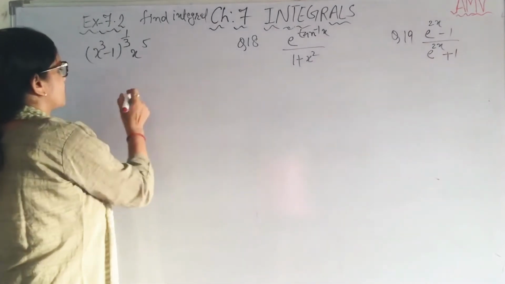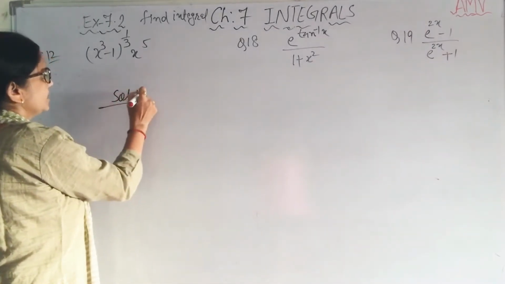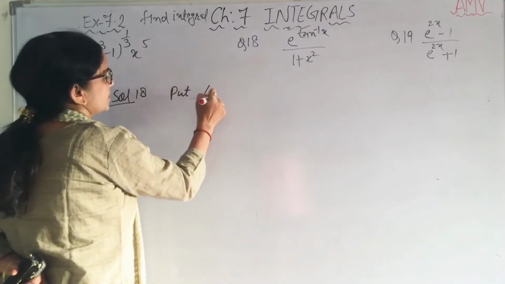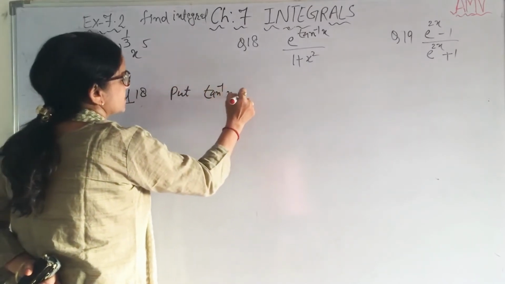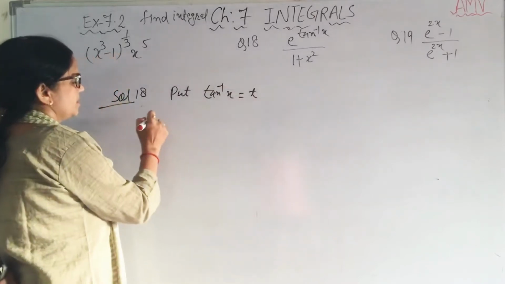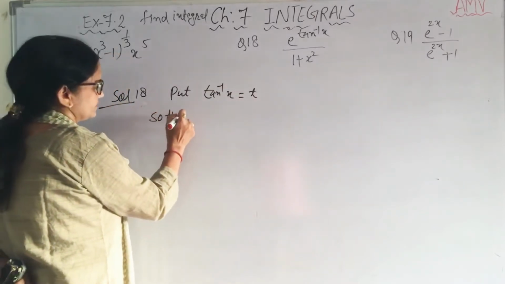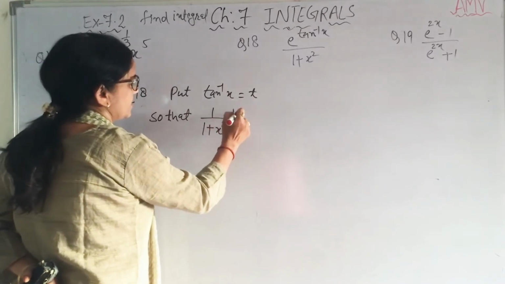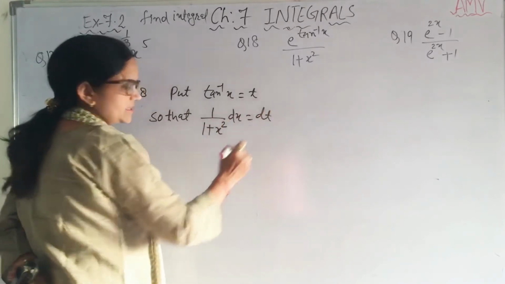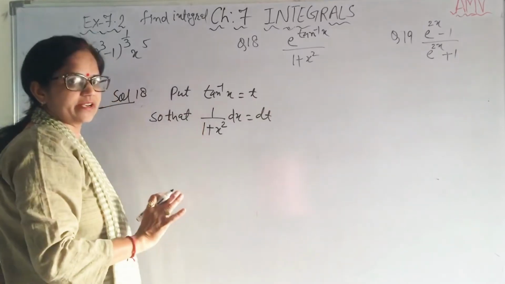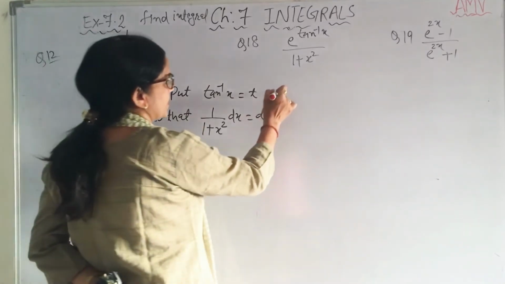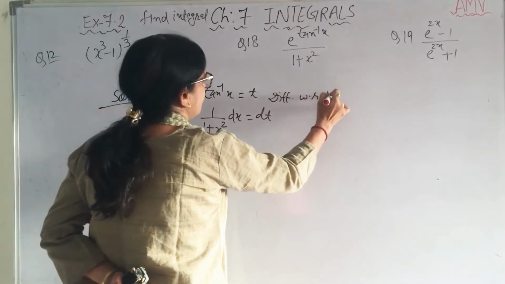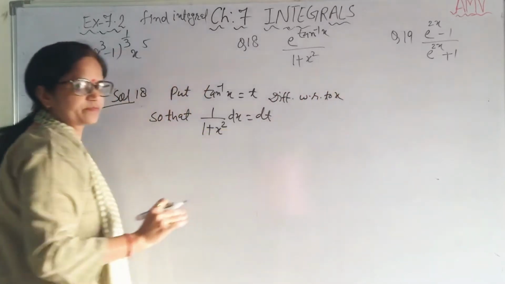Here students, for question number 18, put tan inverse x equal to t. So that 1 by 1 plus x square dx is dt. Differentiating both sides with respect to x, you write here.